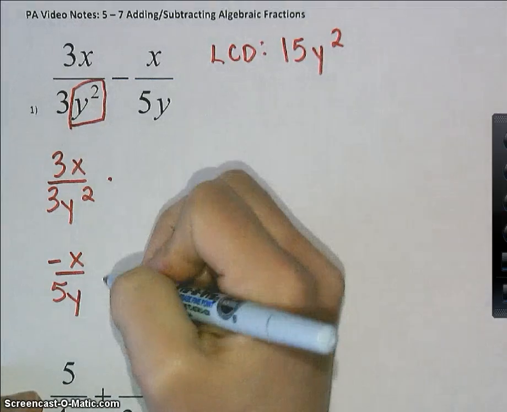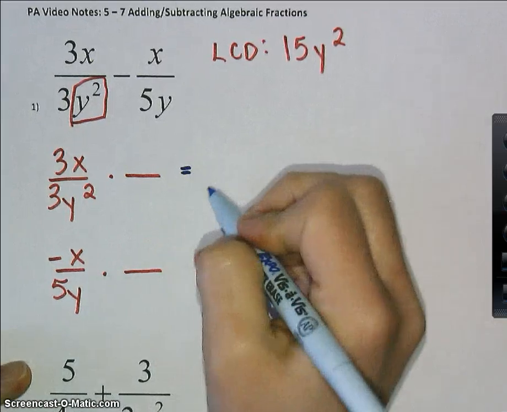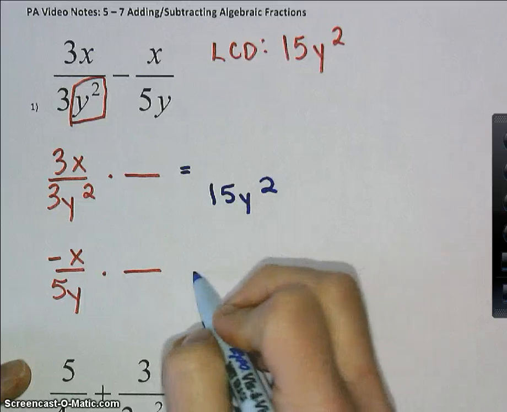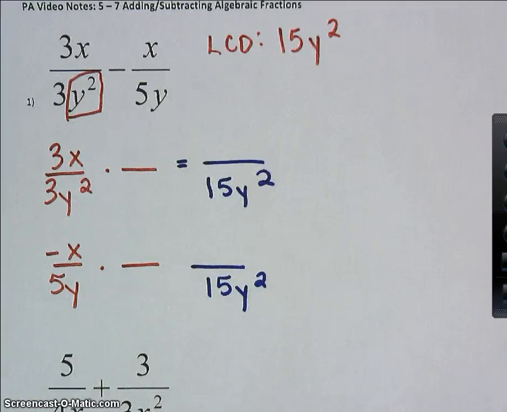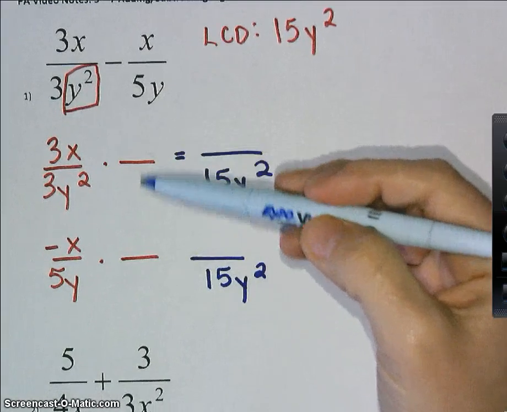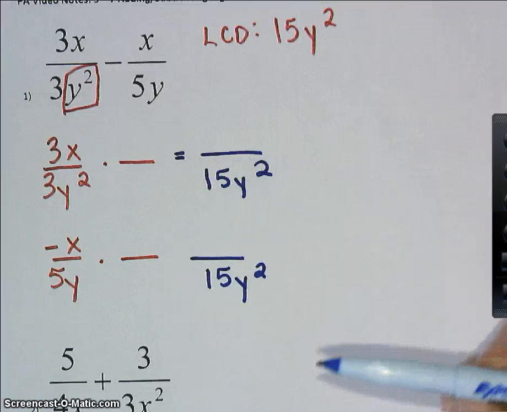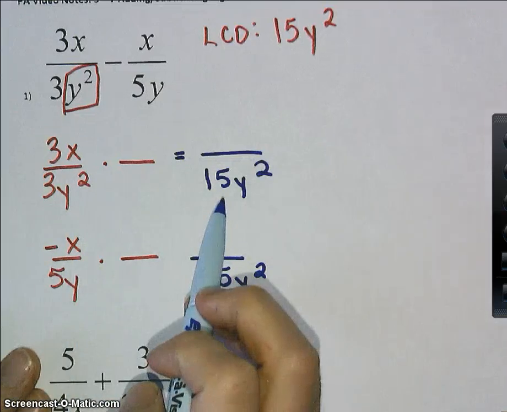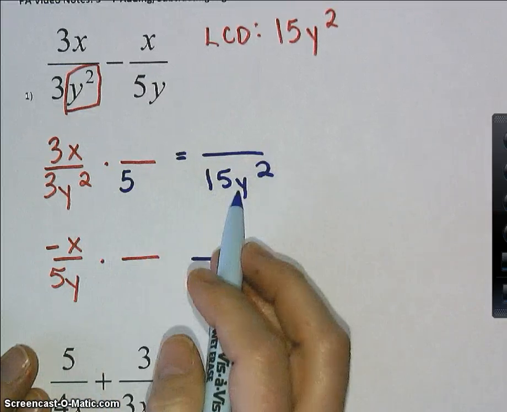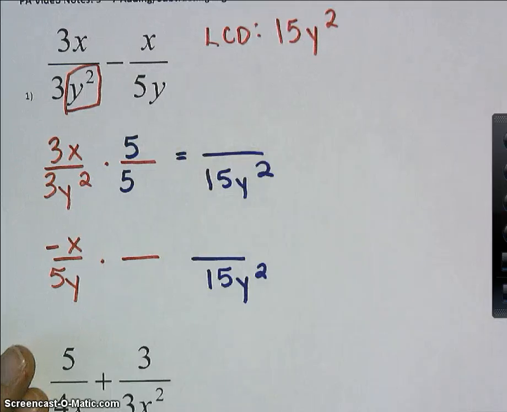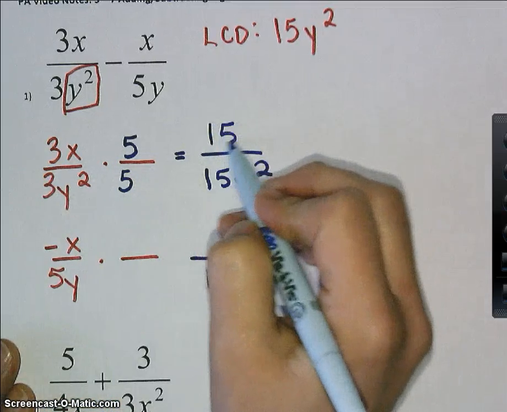Now I have to ask myself, what do I have to multiply by to get to my 15y squared on the bottom? Usually when we just have numbers, it's really easy to do this in our head. Remember, we're multiplying. When we add and subtract fractions, we can multiply by a factor of 1, so the same on the top and the same on the bottom. So you ask yourself, 3 times what will give me 15? Well, 3 times 5. And then y squared times what will give me y squared? Well, times 1, so I don't have to put anything, so I'm done with the top. So I get 15x, because 3x times 5 is 15x.